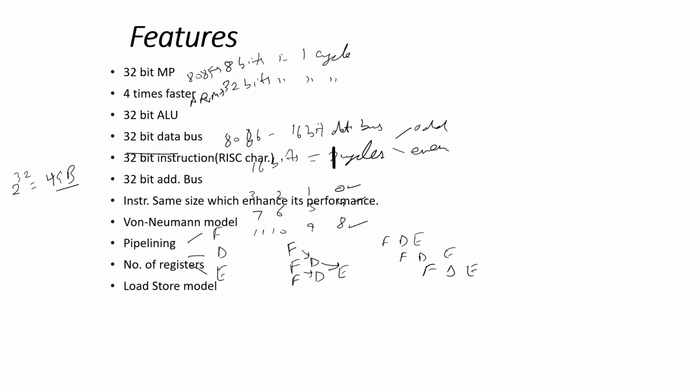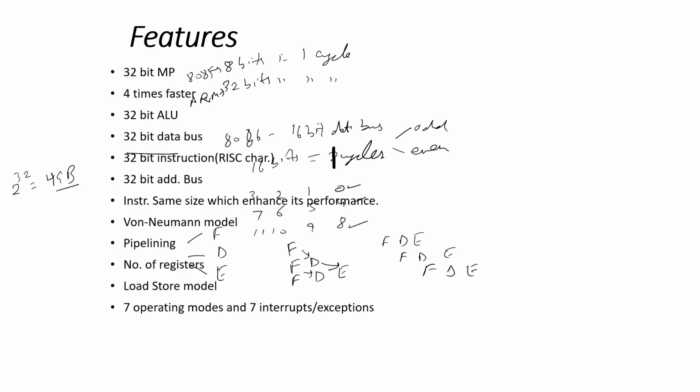Now, what does load store model indicate? That every operation is performed in registers. No operation is allowed to be performed in memory. It is based upon the concept of load and store. First, we need to load the content into a register, then the operation will be performed in the register, and after that we can store the result wherever we want. It can be stored in the memory, or if we want to store it in a register, then we can store it in the register. So it follows the load store model strictly.